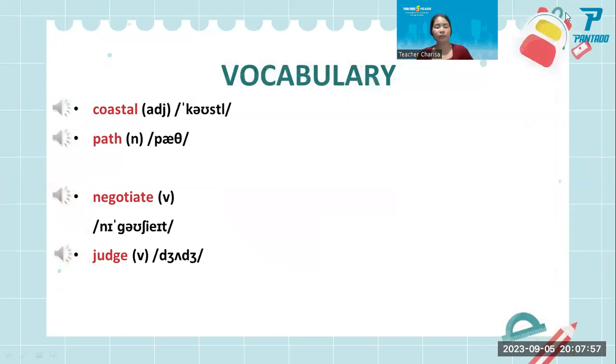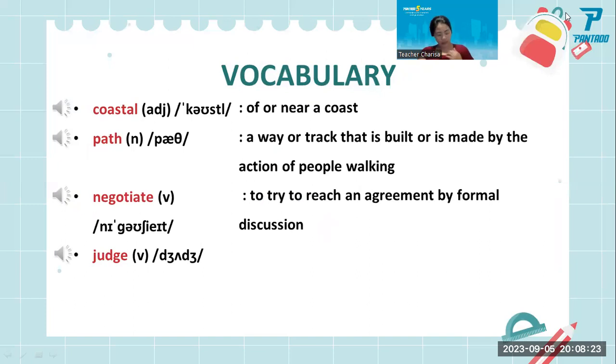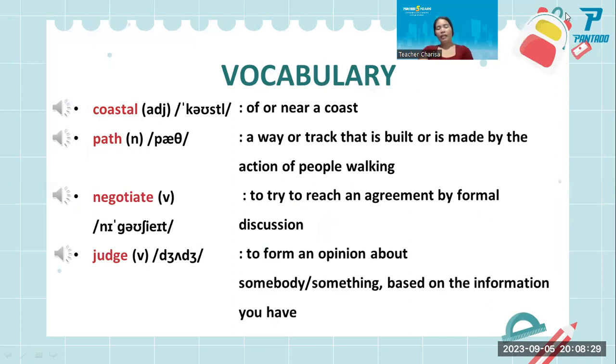So here, so that you can remember, we have our vocabulary. Can you please read and remember this vocabulary? What is that first vocabulary? We have coastal. Yes, coastal. We have path. Yes. Next, what is that? Negotiate. Yes, we have negotiate. Next, what is that? Judge. Yes, so we have judge.